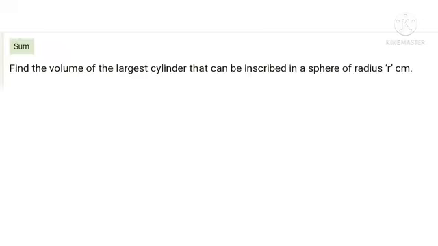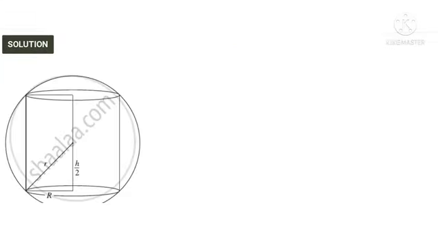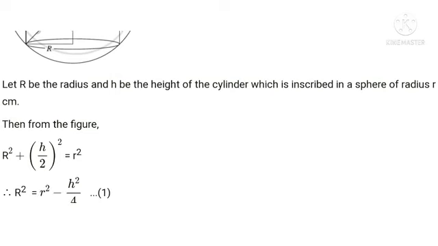Okay. See the next example, question number 22. Find the volume of the largest cylinder that can be inscribed in a sphere of radius R centimeter. See, you draw the figure first. Let r be the radius and h be the height of the cylinder, which is inscribed in a sphere of radius R centimeter.